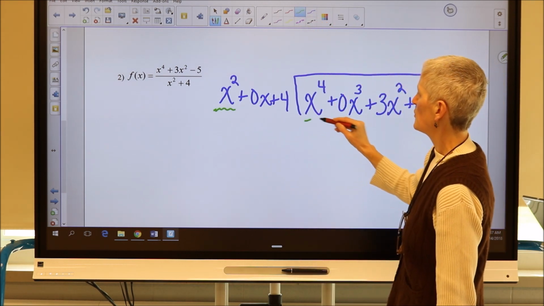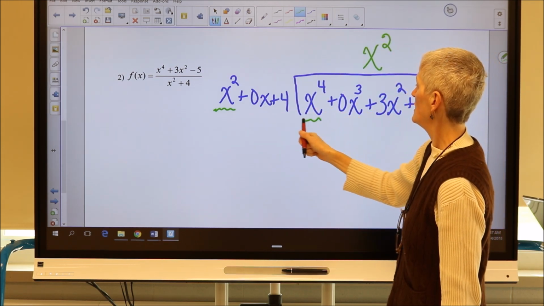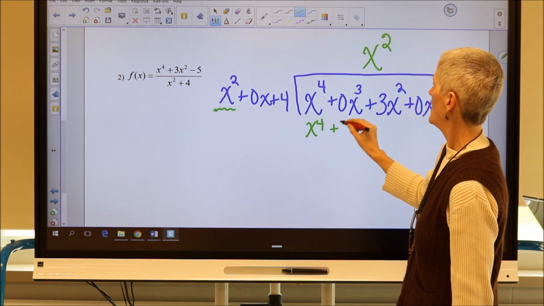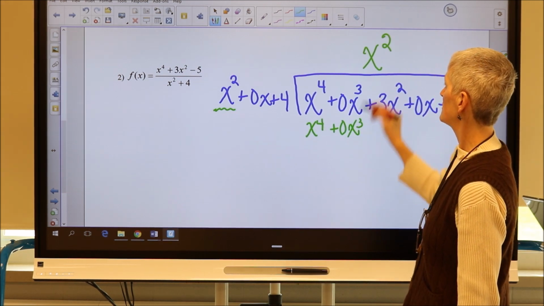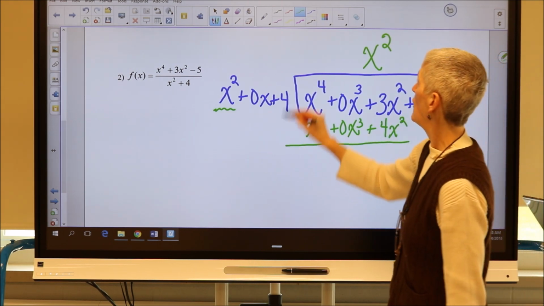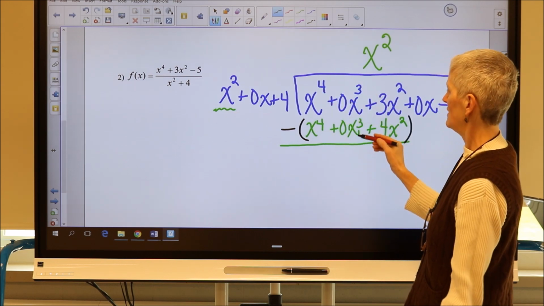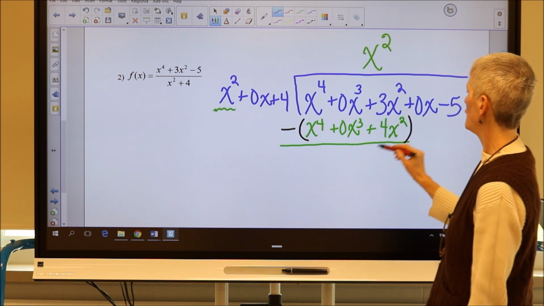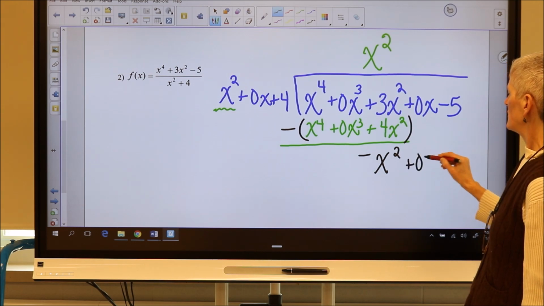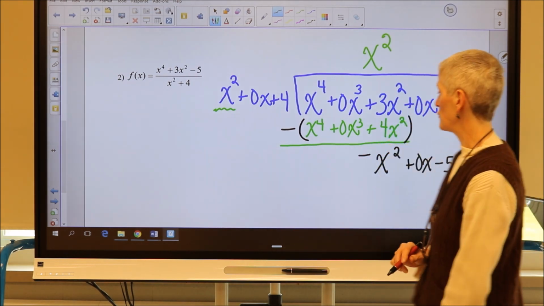First term, x squared times what is x to the fourth? That's going to be x squared. X squared times x squared is x to the fourth. That's going to give me a 0 x to the third. You see how that's nice? X squared times 4 is plus 4x squared. And now I'm going to subtract each term. That goes away. That, well, I guess I didn't really need that. 3x squared minus 4x squared will give me a negative x squared. And you bring down the other terms. So you see that place saver there was not all that necessary. But sometimes you don't know until you get rolling.